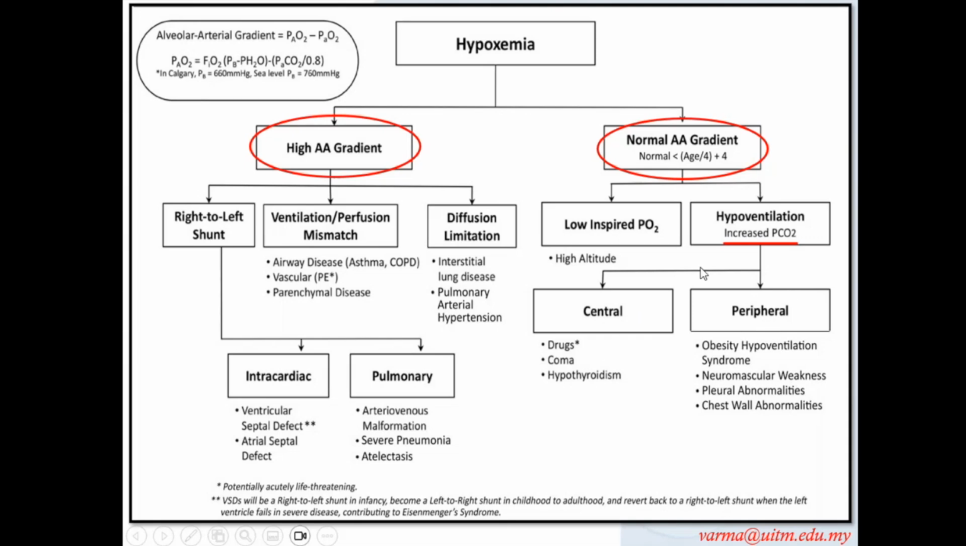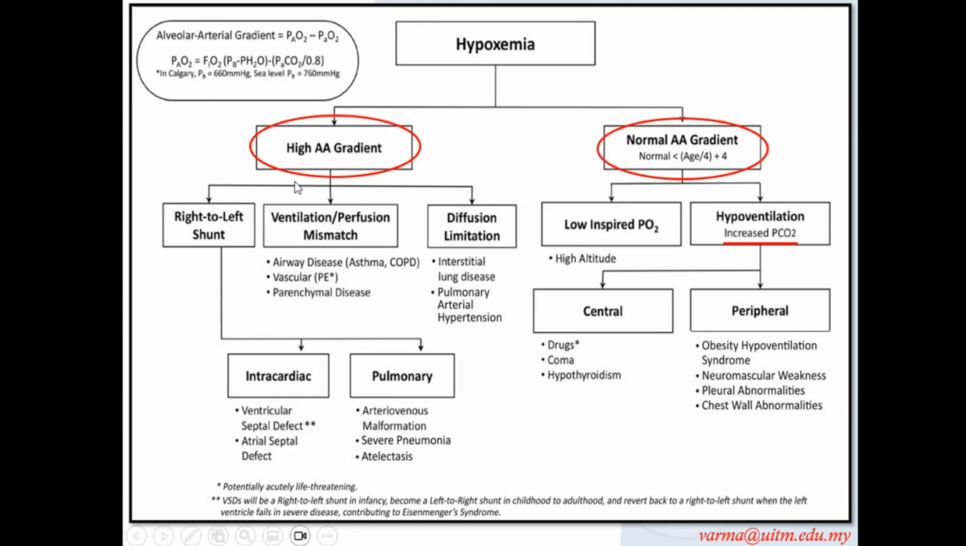When you have peripheral causes, it's usually not about the rate, it's about the volume. Central is mostly volume and rate, both, but rate is more affected. They will have bradypnea most of the time. But peripheral is mostly about the volume, which is because of obesity hypoventilation syndrome, neuromuscular weakness, pleural abnormalities, or chest wall abnormalities. Okay, so all these are hypoventilation. In all these situations, the patient will retain CO2.